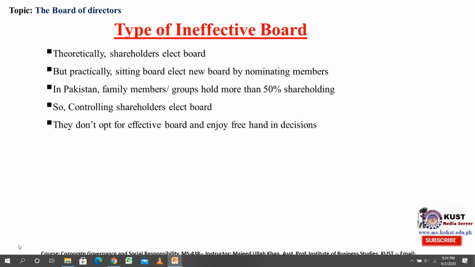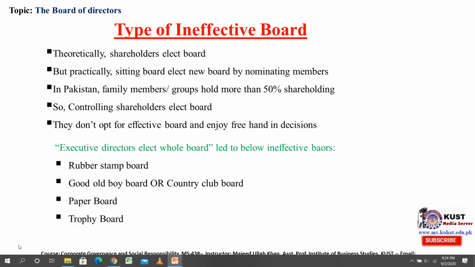These family members and groups do not want to have an effective board because they want to enjoy a free hand in the decision making process. Executive directors electing the whole board leads to an ineffective board. So as we said, practically in Pakistan or in developing nations, the board is elected by the sitting board. So executive directors elect the board.